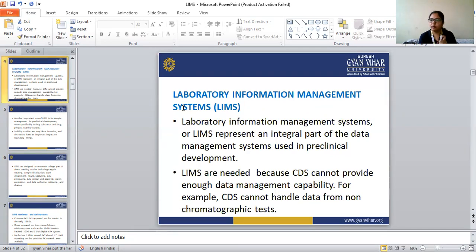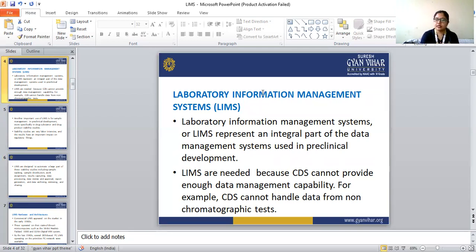And LIMS is more important than the CDS, because the CDS only provides the chromatographic data. It doesn't collect other data from the labs, it only collects the data from the chromatographic equipment. But what does LIMS do? LIMS can collect all the data. All the data means we can share the data, we can retrieve the data, we can process the data, we can track the sample. All the things we can do with the help of this LIMS. So LIMS are needed because CDS cannot provide enough data management capability.